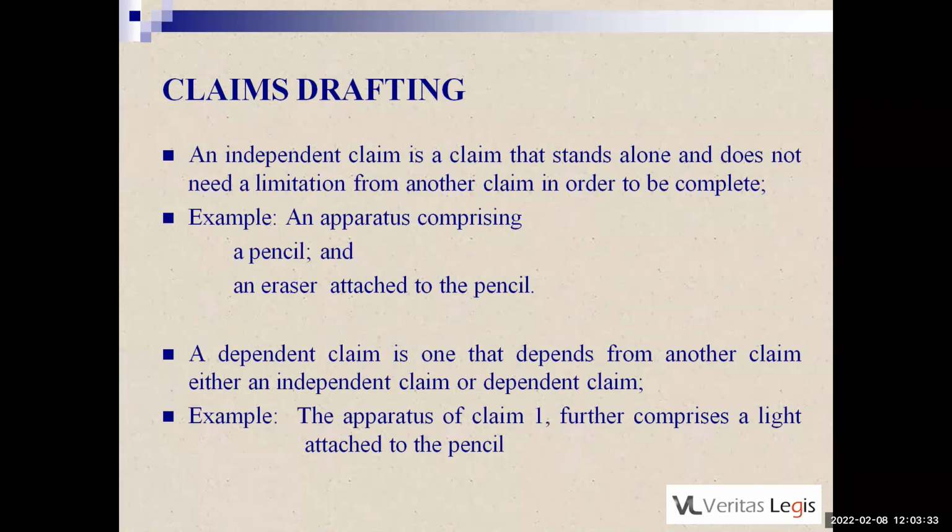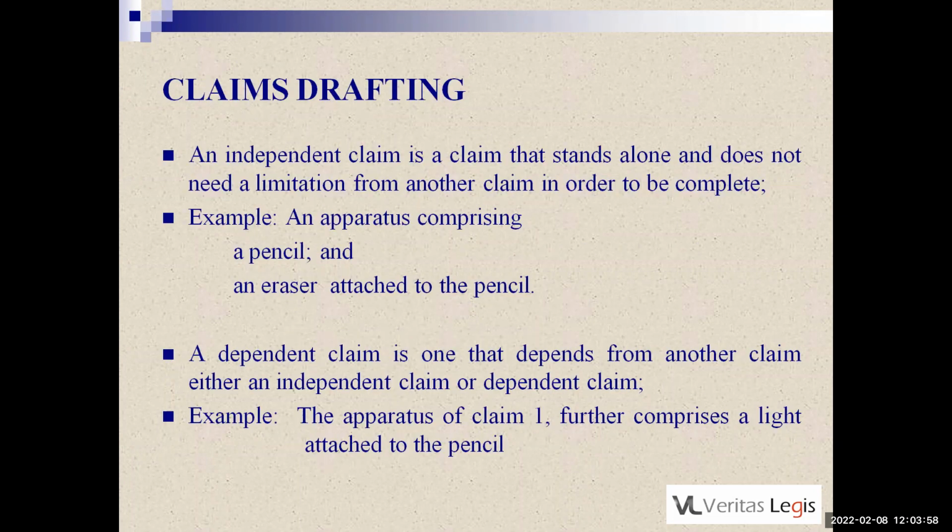Now an independent claim is a standalone claim. It does not need a limitation from another claim in order to be complete. For example, an independent claim is a complete claim. It doesn't need anything else for support. For example, an apparatus comprising a pencil and an eraser attached to the pencil. So it is an independent claim.